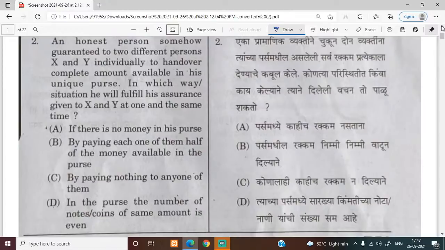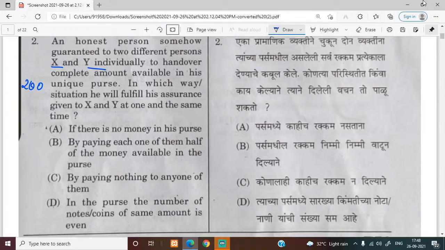So, students, in this question, a situation is given to you. There is one person. He is honest. Honest means that he does not lie, he always tells the truth. So, he said that he will pay all the money that is there in his pocket to X and Y completely. Now, they're saying, in which situation is it possible? In which situation will he be able to give the same amount, like if he is having 200 rupees? So he said, I will pay X 200 rupees and I'll pay Y also 200 rupees at the same time. Do you think it is possible?